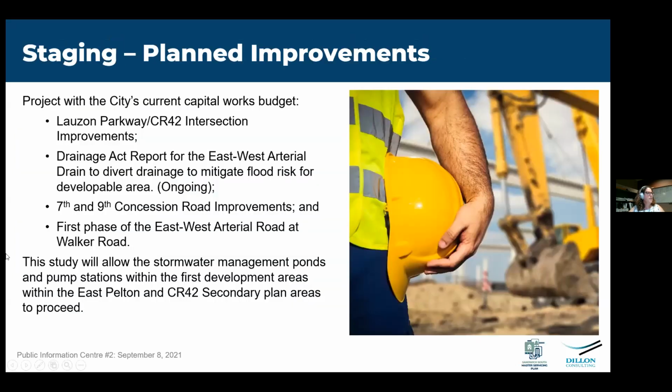From a staging perspective, the project currently has a number of capital works projects for this area. Here's a limited list of some of those projects. They include the Lausanne Parkway County Road 42 intersection improvements, the Drainage Act report for the East-West Arterial Drain, as well as the construction to divert the drainage from the south portion of the Sandwich South area, which we talked about previously. It includes the 7th and 9th concession road improvements to support the first stages of development. And it includes the first phase of the East-West Arterial Road construction at Walker Road.